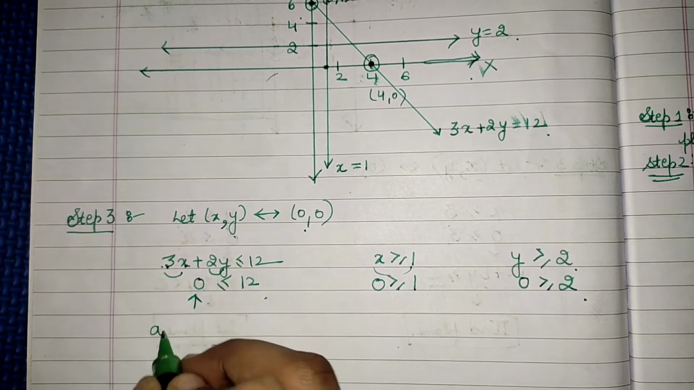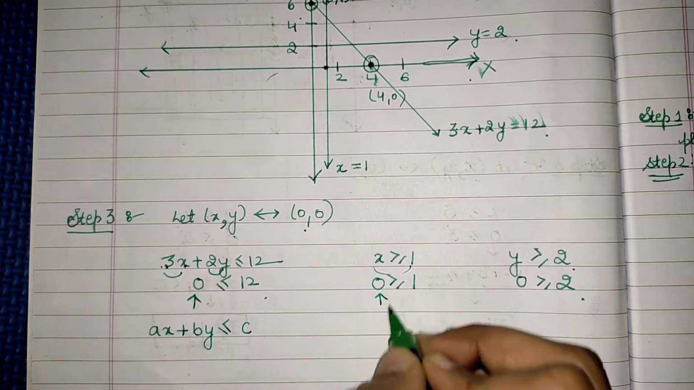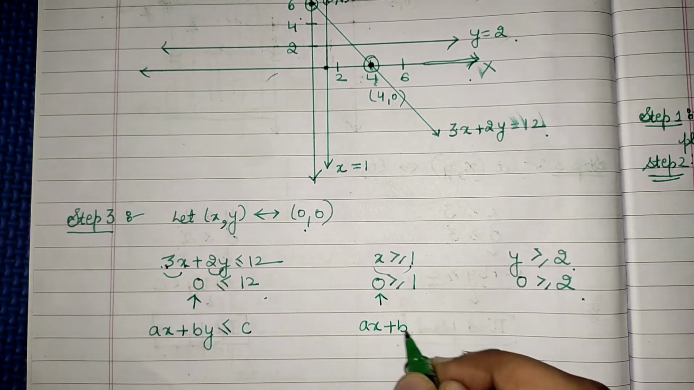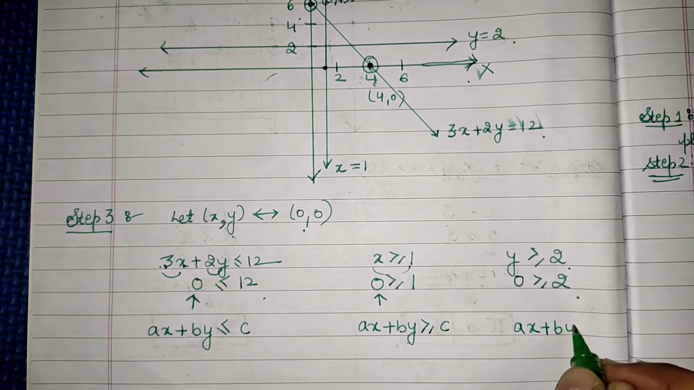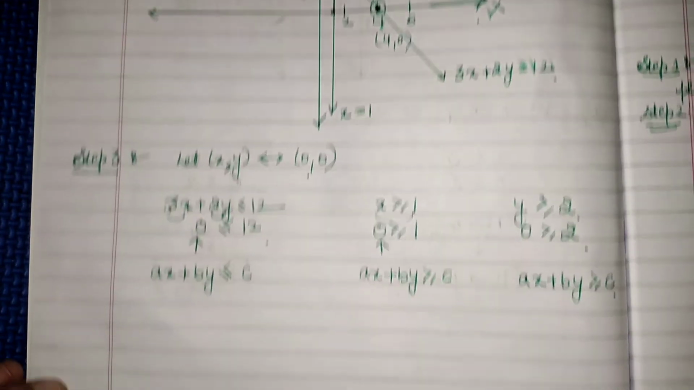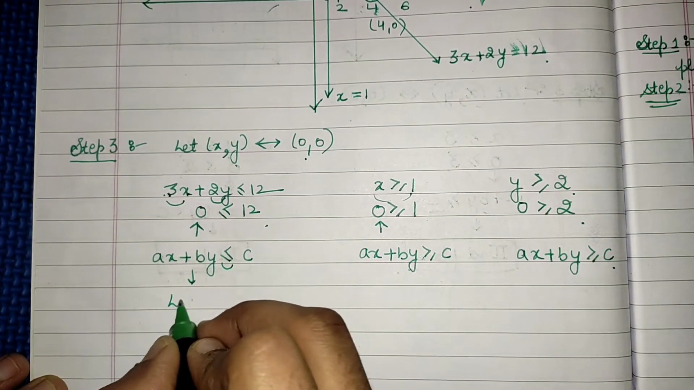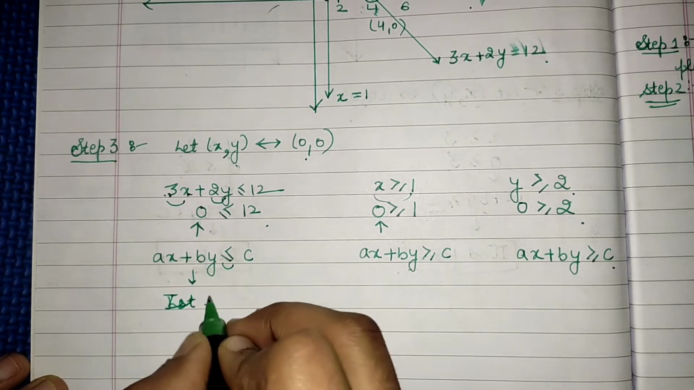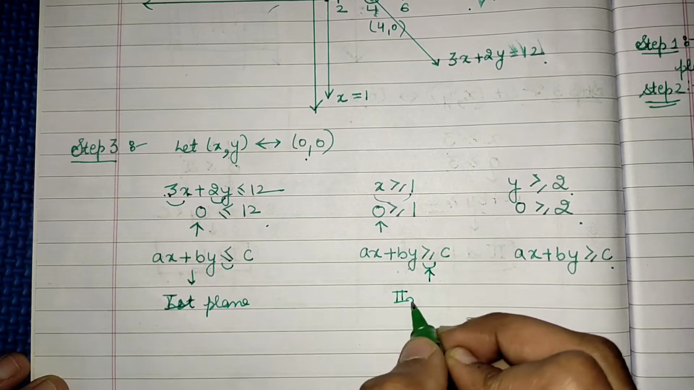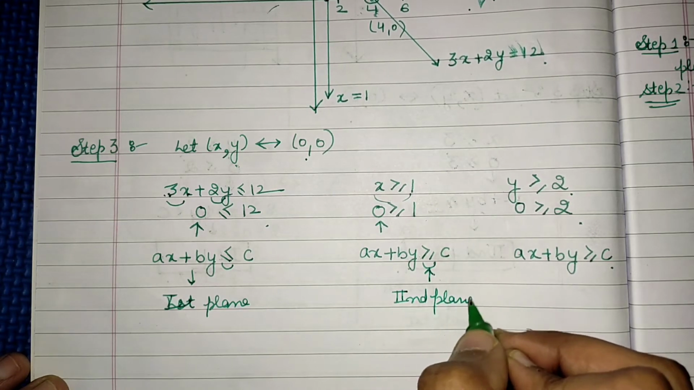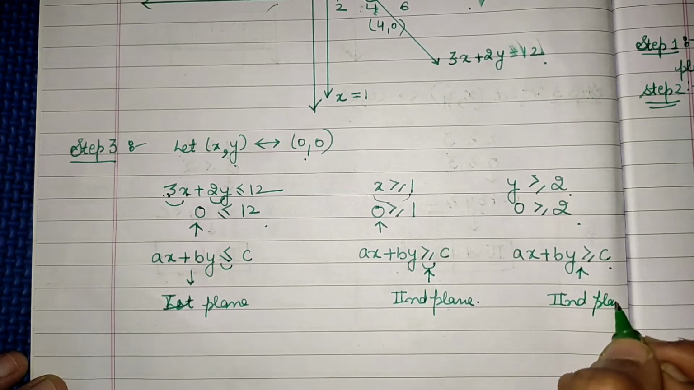So in this case, now what we do next? We compare our given equation with the standard form, which is ax plus by is greater than equal to c or ax plus by is less than equal to c. So if this is less than c, that means my solution will be in the first plane, and if this is greater than, that means my solution will be in the second plane, and for this also my solution will be in the second plane.